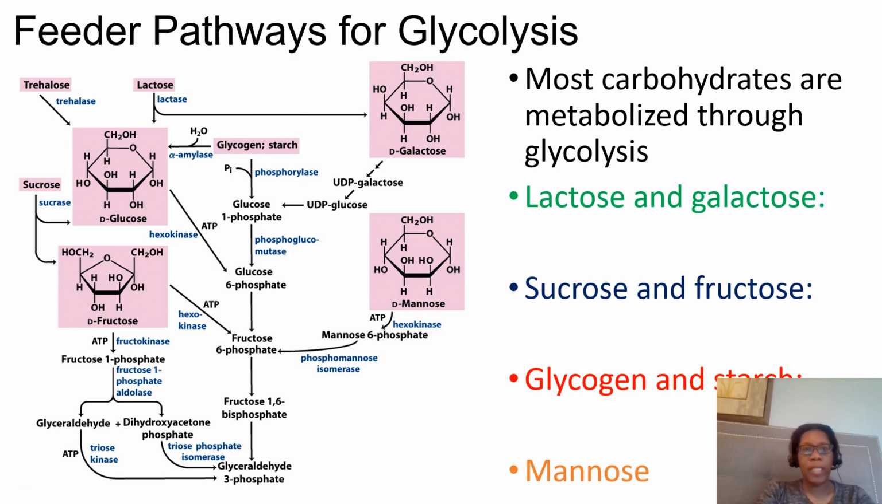So this figure on the right, it seems like a whole lot is going on. But it's actually really easy if you break it down and see what's going on as we take things like galactose or mannose and convert them either into glucose or some other step within the glycolysis pathway. The ones that I want you to learn are how lactose and galactose actually enter into glycolysis, how sucrose and fructose enter into glycolysis, how glycogen and starch enter the glycolysis pathway, and how mannose enters the glycolysis pathway.